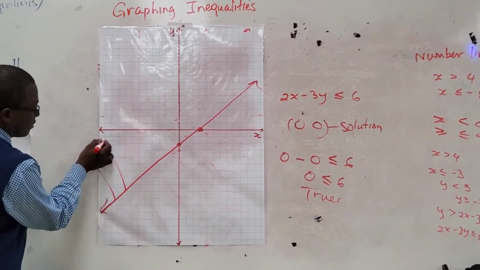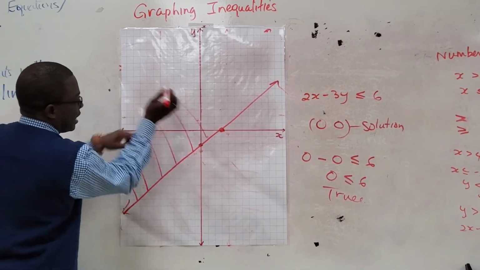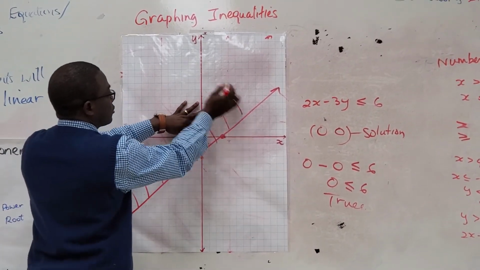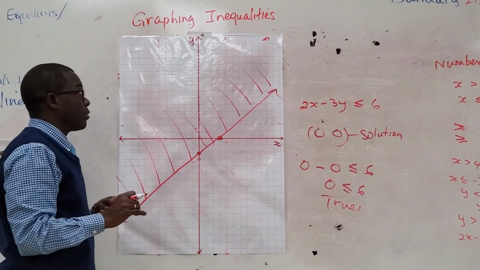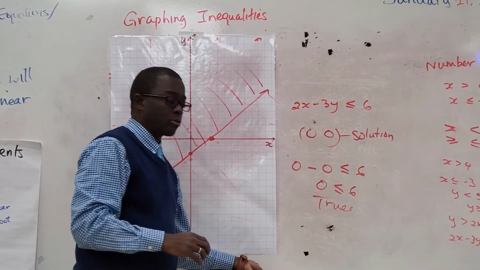So I'm going to shade this side of my line because it has 0, 0 in here, which is a solution. And that's pretty much how we're going to be graphing inequalities on the coordinate plane.